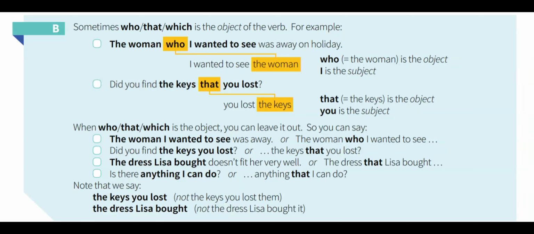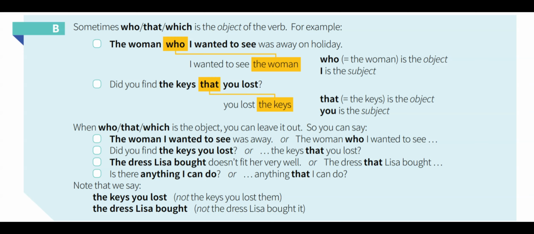Okay, so this one says, the woman who lives next door to me is a doctor. The woman lives next door to me. Who is the woman, and she is the subject. And this one says, where are the keys that were on the table, or the keys which were on the table?